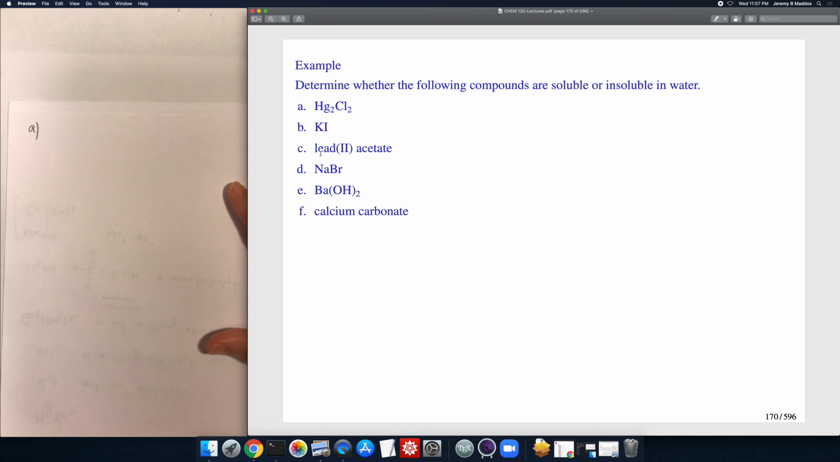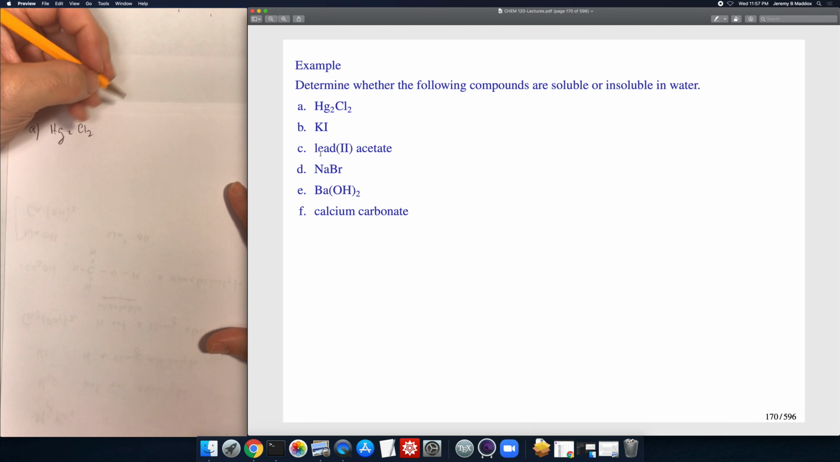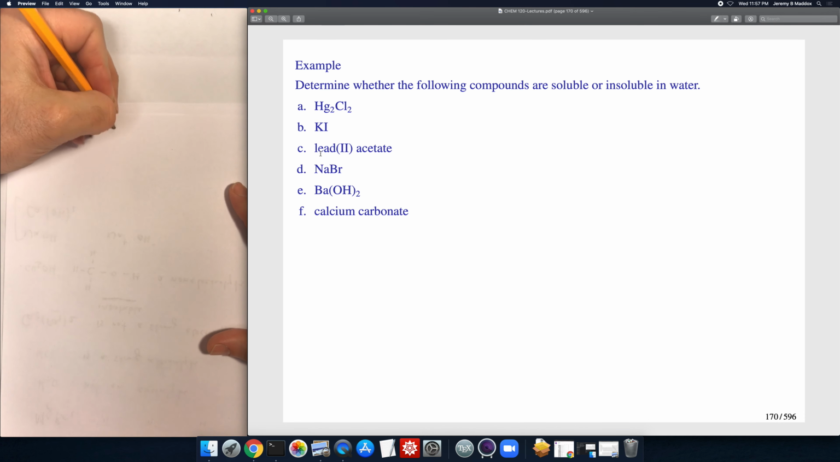So we want to evaluate whether these compounds are soluble or insoluble, and try to understand why. So for part A, this would be mercury 1 chloride is the name of the compound. The rule for halides is that they are generally soluble except when paired up with the poison metals. And mercury is one of our poison metals. And so we would classify this as insoluble.